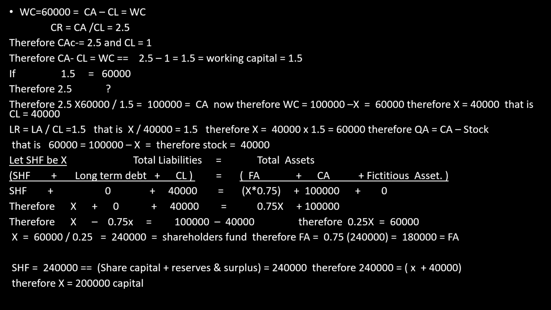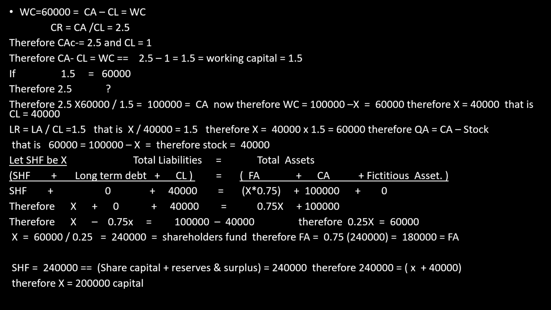That is shareholders fund. Once I know shareholders fund, we can find the fixed asset. That is 0.75 into 2,40,000. Therefore, my fixed asset will be 1,80,000. Is it clear? And we know reserves and capital together is called shareholders fund.